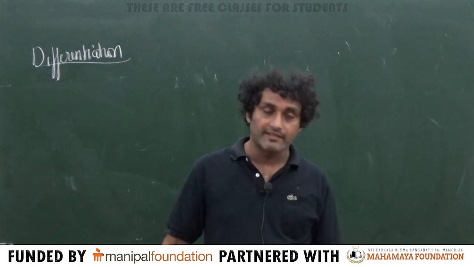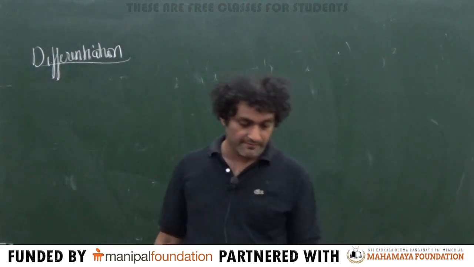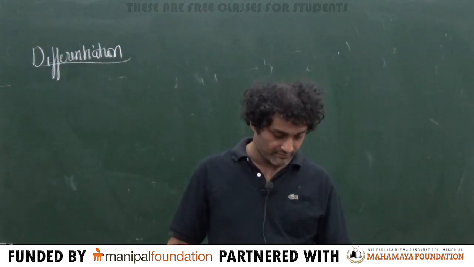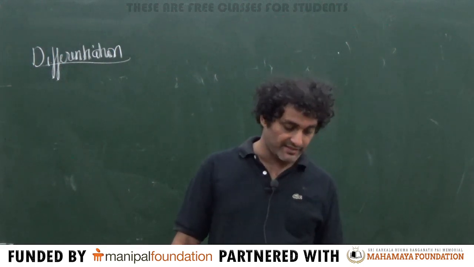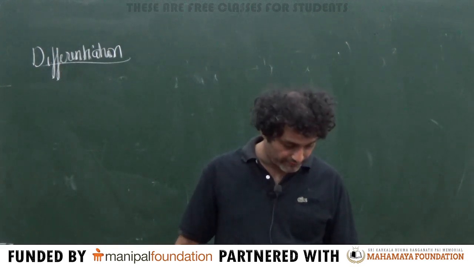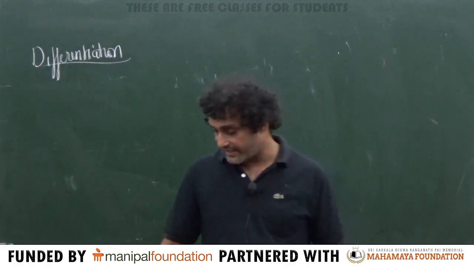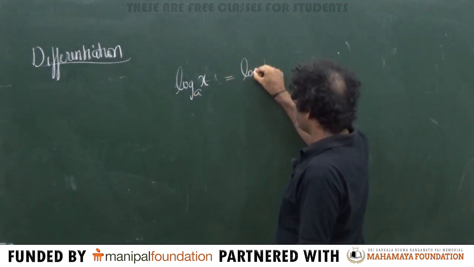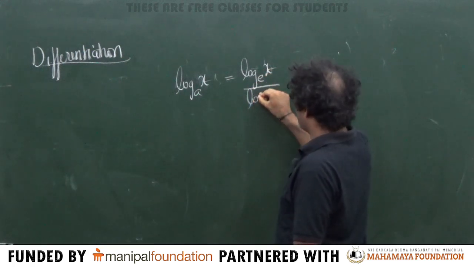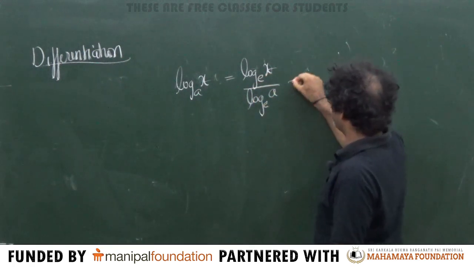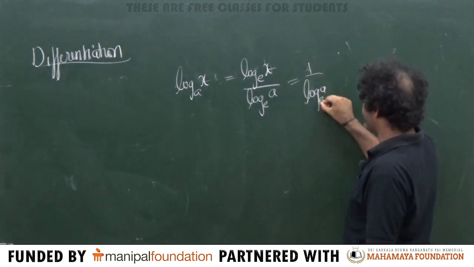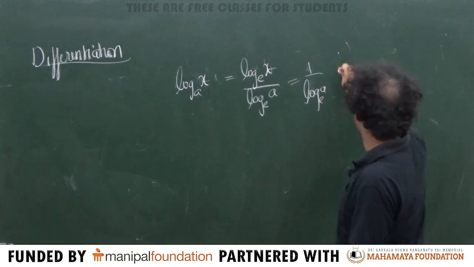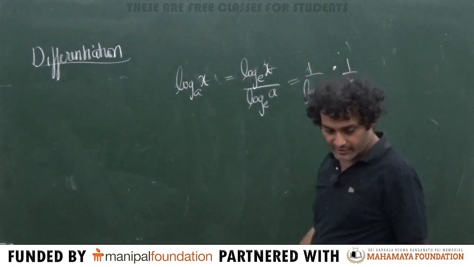So, next it is d by dx of a power x, which is a power x log a. Next it is d by dx of log x to the base a. This is something new, right? You can rewrite it as log x to the base e divided by log a to the base e, whereas log a to the base e is a constant. So, you are only differentiating log x, so it will be 1 by x divided by log a. Can you please copy this?